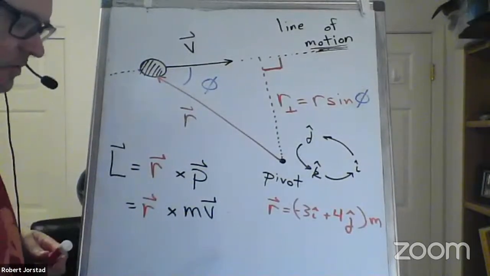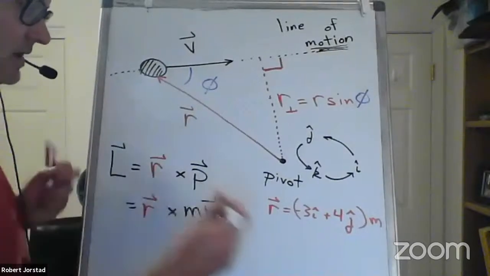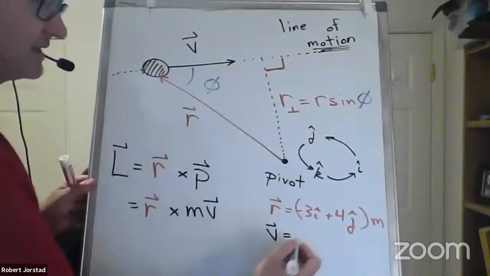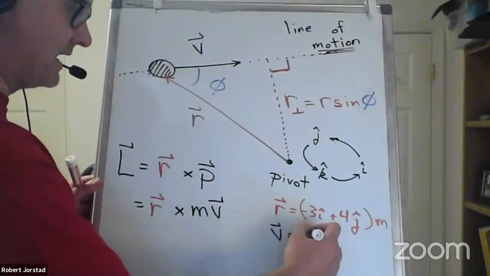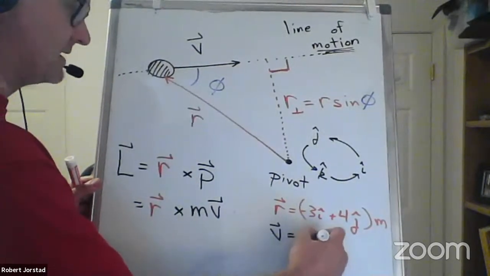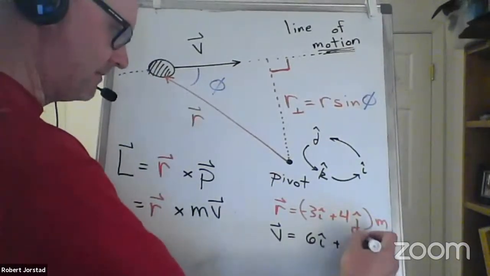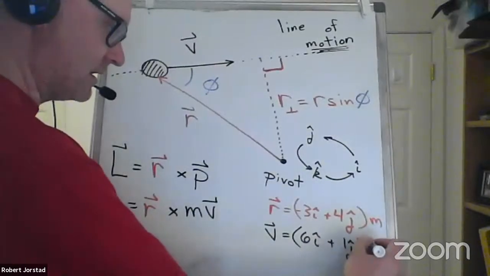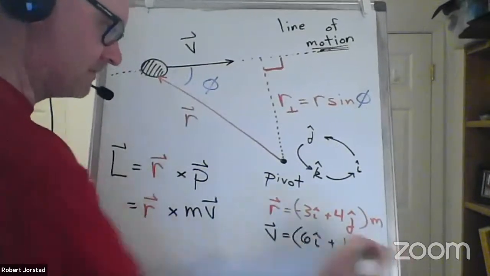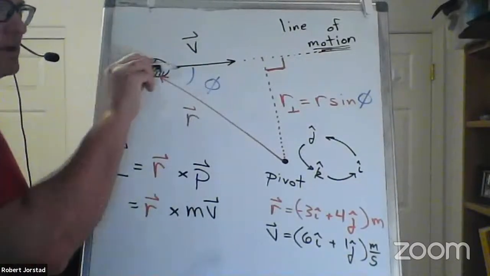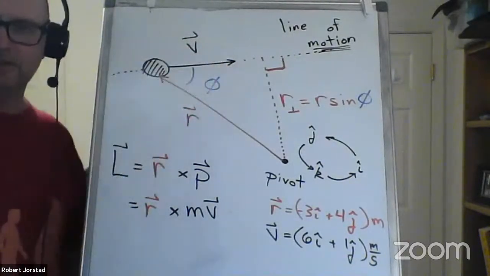Okay, and now what is this velocity vector? Well, let's assume in this case the velocity is, it looks like it's about, let's say, 6 in the i hat plus maybe 1 in the j hat in units of meters per second. I'm just eyeballing it and making up some stuff. So it's not perfectly horizontal. There's a little bit of up to it.